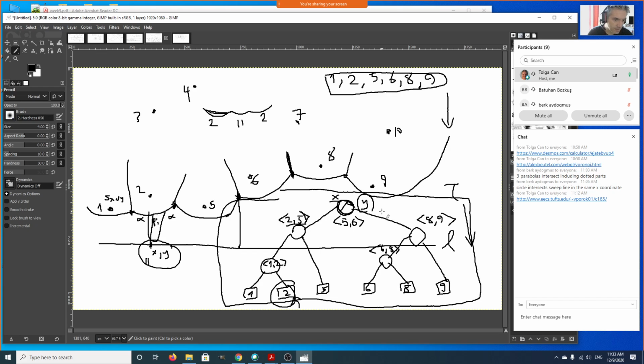Okay, it seems like you don't have any questions. I also suggest you read the book if there are parts that you don't understand. The book also describes the algorithm in detail very well. So that's it from me today.